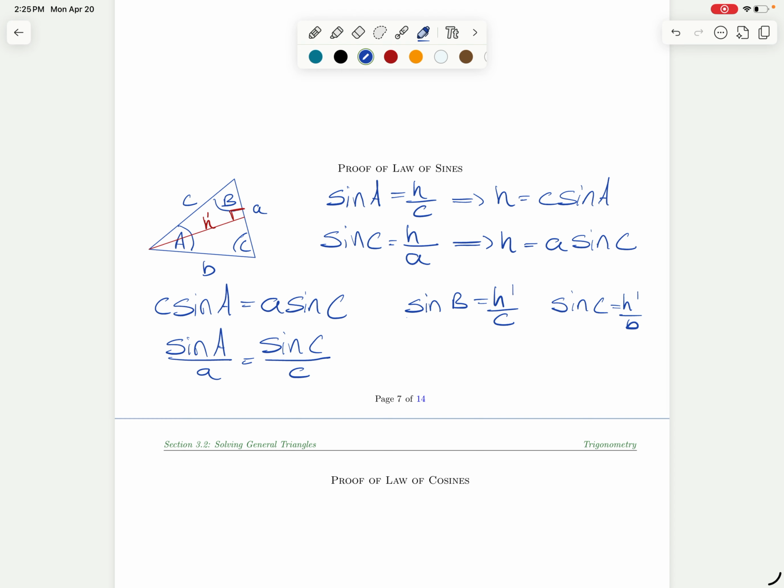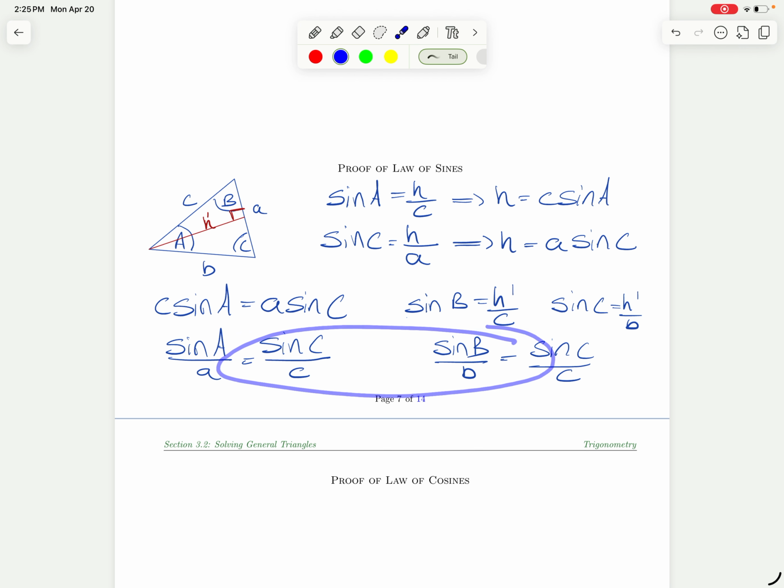And you can play the same game here. You can see how this goes. You solve for H prime, and you can equate, and you'll end up with the sine of B over little b is the sine of C over little c. And when you combine these two, you're back to the result that we proved in class. So that's how you prove the law of sines, at least in this case. And like I said, the other versions we can extend to easily enough.